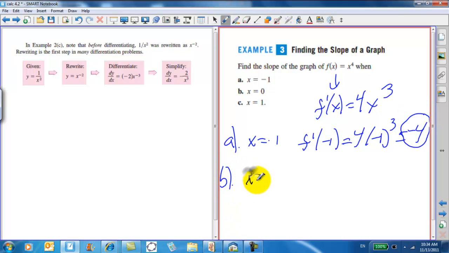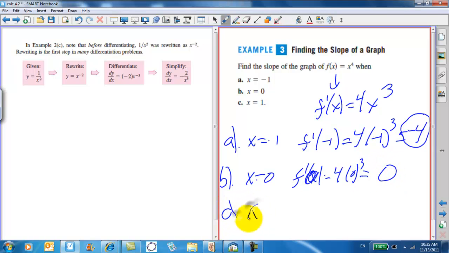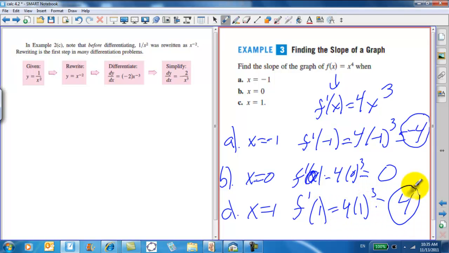In part b, x equals 0. f prime of 0 equals 4 times 0 cubed, and we get 0. c, at x equals 1. f prime of 1 equals 4 times 1 cubed, and that's equal to 4. So there are the slopes. And let's check this on your graphing utility.